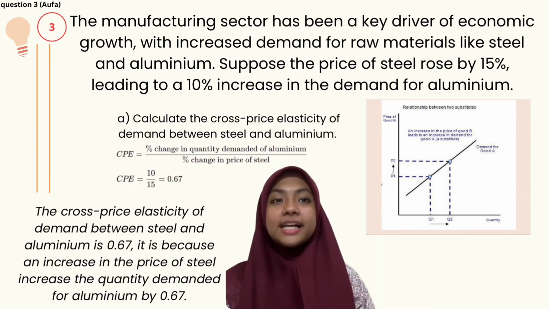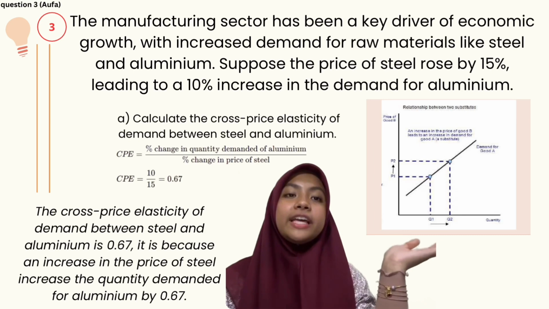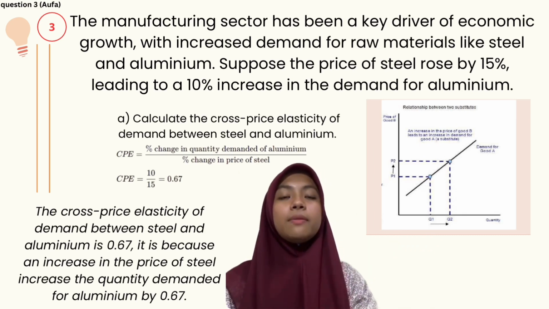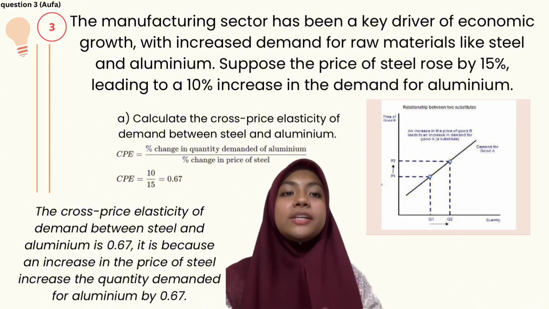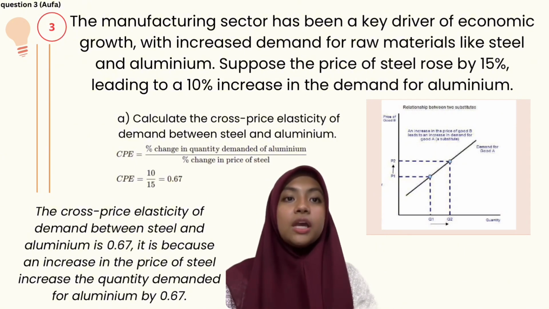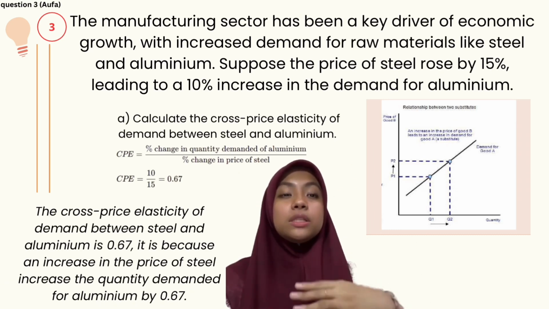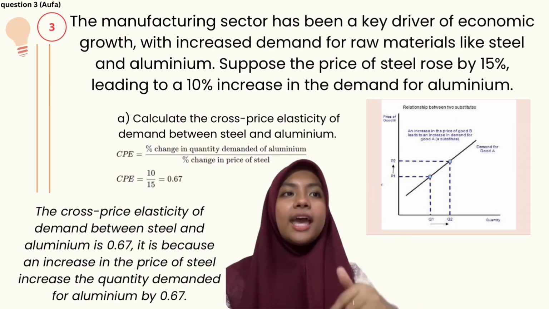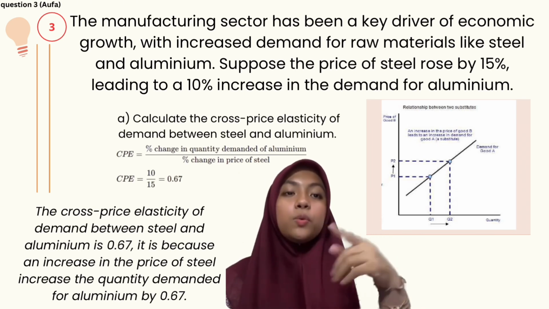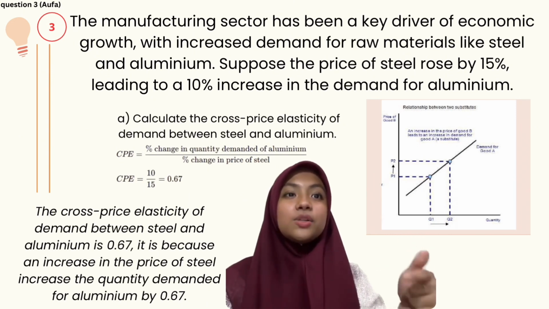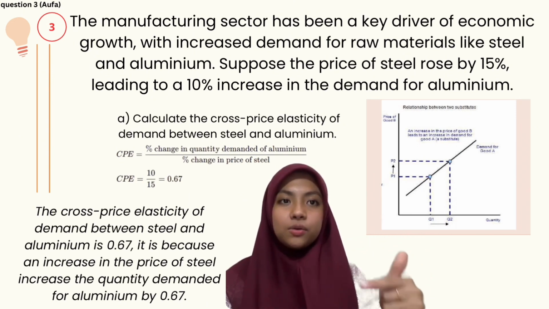So let us discuss the graph. The graph is the change in quantity demanded of aluminium divided by the change in price of steel. So when the price increases, the demand also increases. We look at the graph, P1 to P2 is an increase of the price, and quantity 1 to quantity 2 is an increase in the quantity demanded. So these are substitute goods.